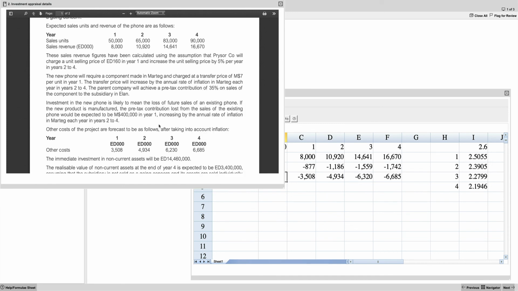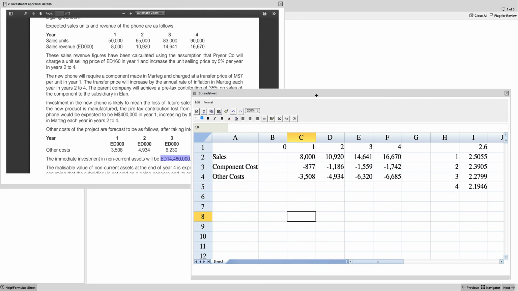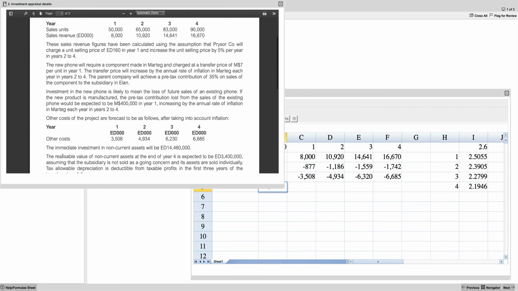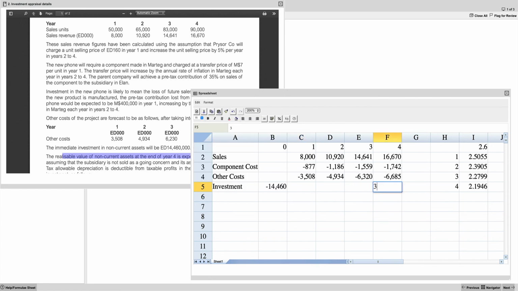So that's that. Now it tells me we've got an investment of 14,460, so I can put that in because that's all in E dollars: investment minus 14,460. And then it says at the end, the realisable value is 3,400. Remember, there'll be no tax on that. You only get taxed on your profits, don't you? All right, so we'll leave it at that. That's the E dollar bit done. We'll go and have a look at some tax effects next.